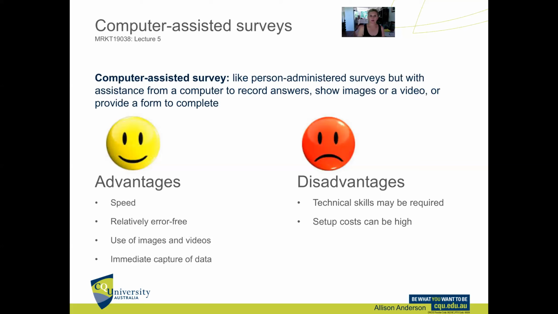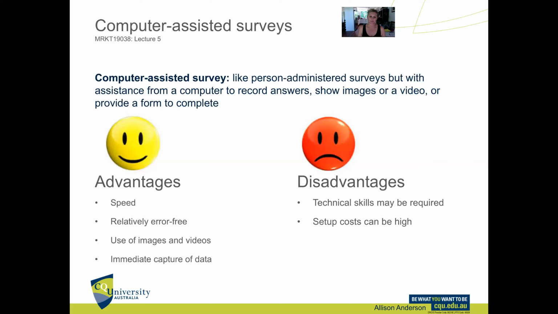Computer-assisted surveys. They're sort of like person-administered surveys, but they have assistance from a computer. You could be standing there holding an iPad, recording the answers in the iPad. You could be showing people pictures on an iPad. You could be providing a form for someone to complete, so you can ask them questions and they can tick yes or no. So it's kind of a combination of a person but using computer-aided stuff.